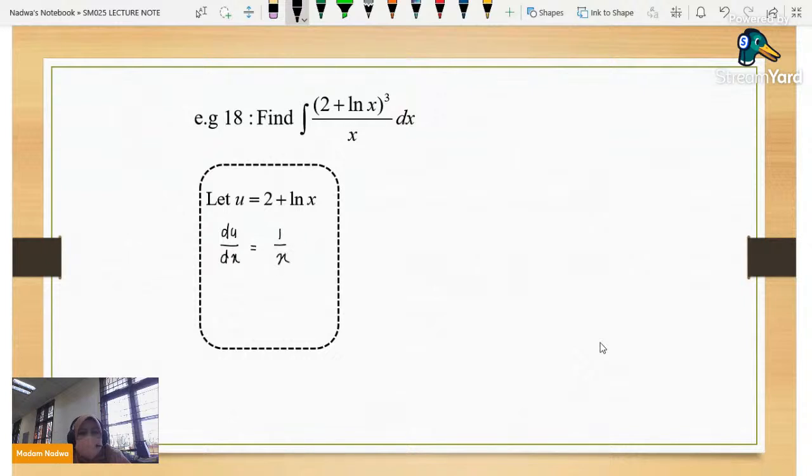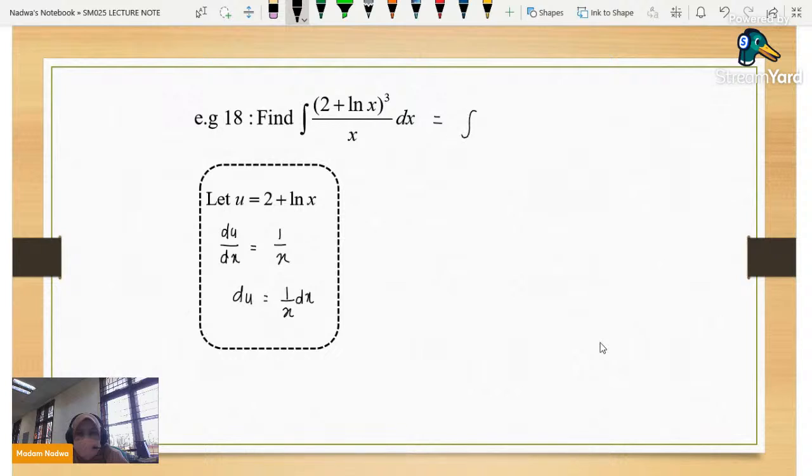Okay. So, when we have 1 over x here, we know that du equals to 1 over x dx. So, yang kita letak dalam dotted square ni adalah apa yang kita akan gunakan untuk substitution kita. For let's say this one.